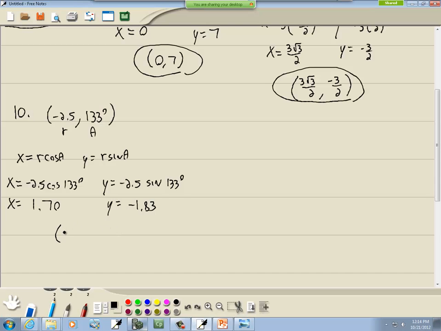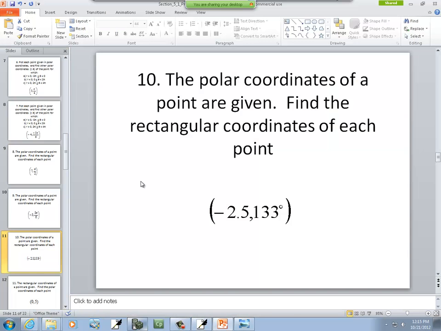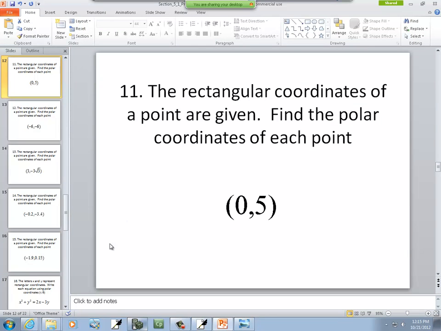So our answer will be 1.7 and negative 1.83. If it's not on the unit circle, then the approximation like we're doing there is the best you can do. Now these next problems are asking us to go the other direction. They're giving it to us in rectangular, and they want us to put it into polar.